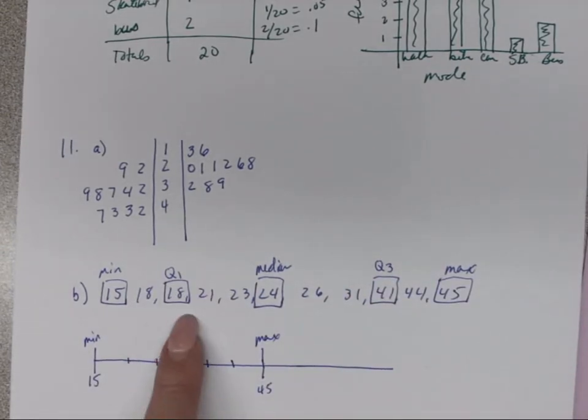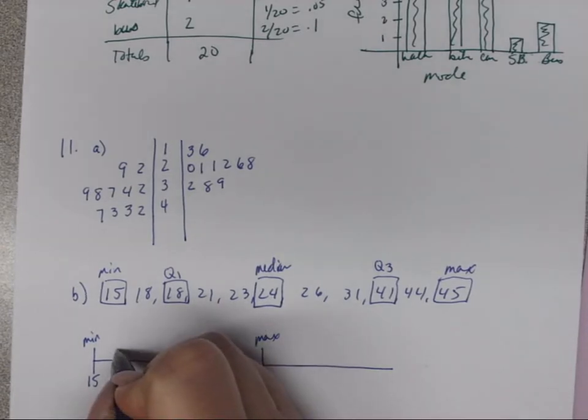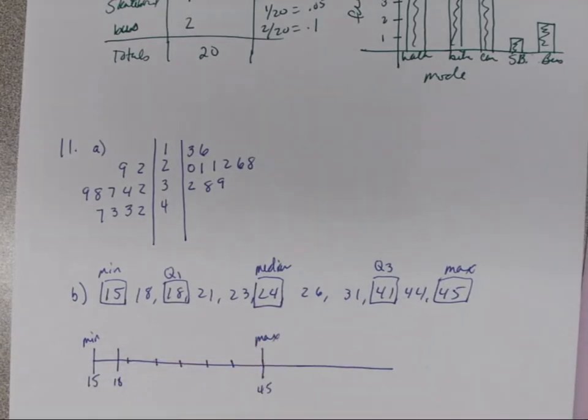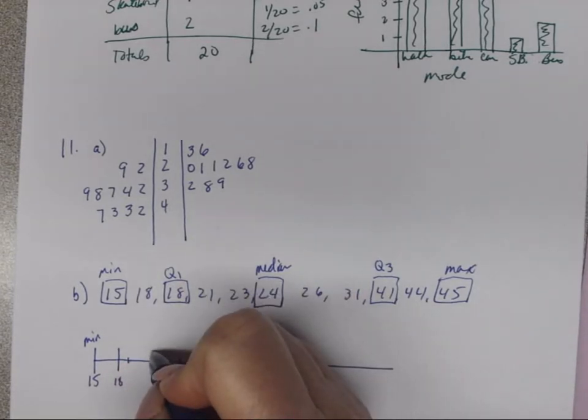All right, so my quartile 1 is at 18. So this is 20. So 18 is going to be about right here. And I'm going to label it as 18. My median is 24. This is 20, so 24 will land about right here.